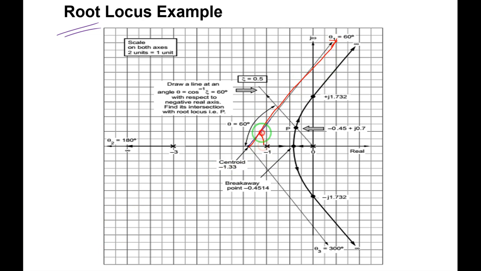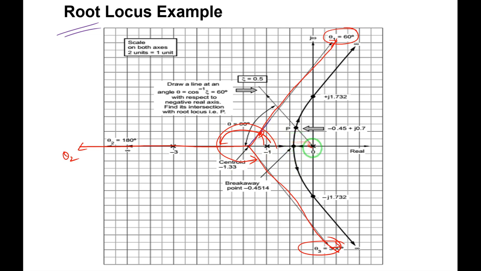This is the angle, 60 degree it is making. Theta 1 equal to 60 degree. And another asymptote is here, theta 2, 180 degree. 60 degree, 180 degree. Next, another asymptote is here, theta 3 equal to 300 degree. This is 300 degree.